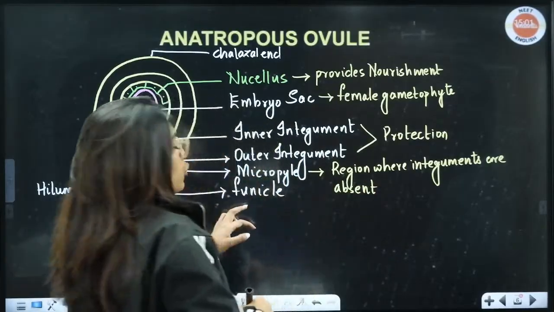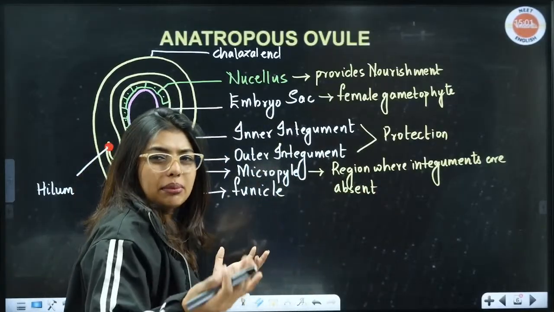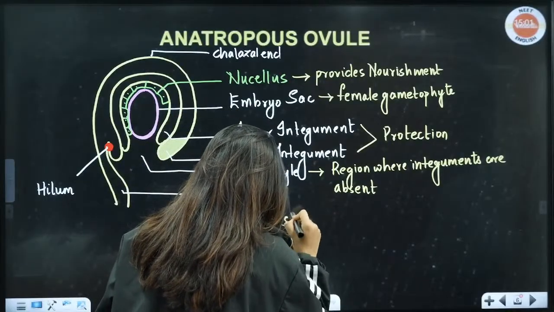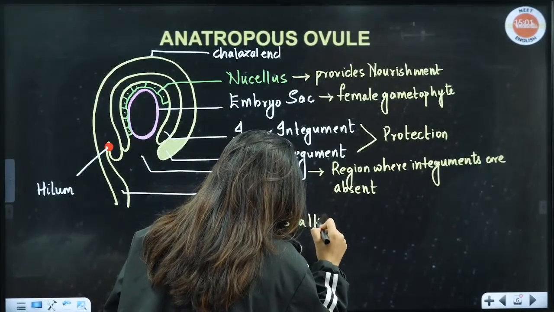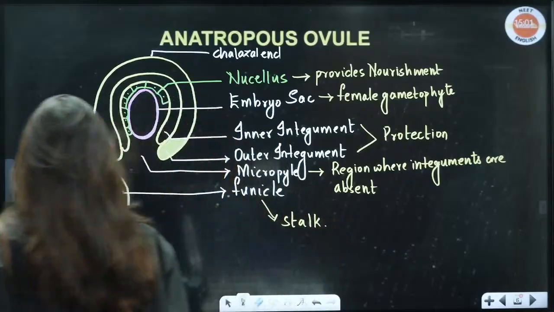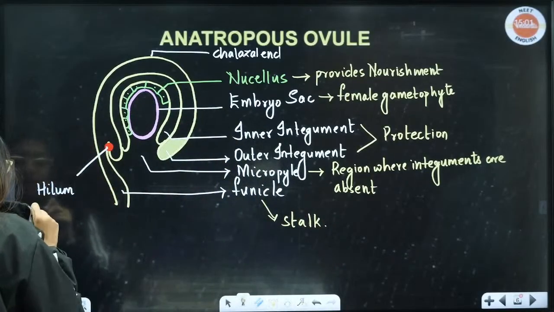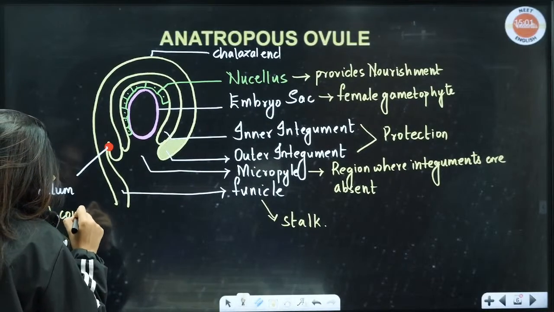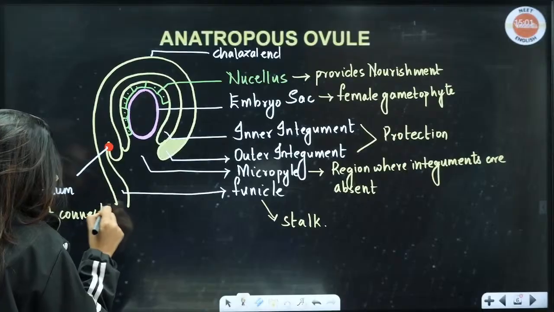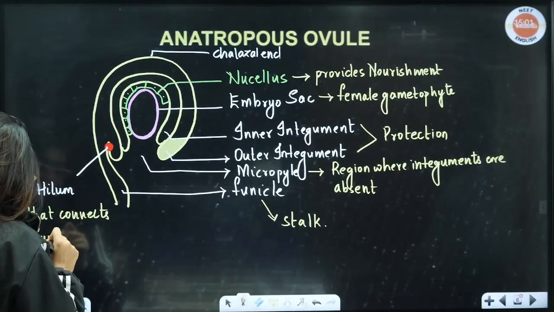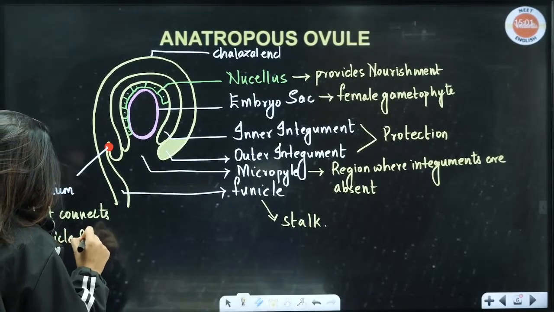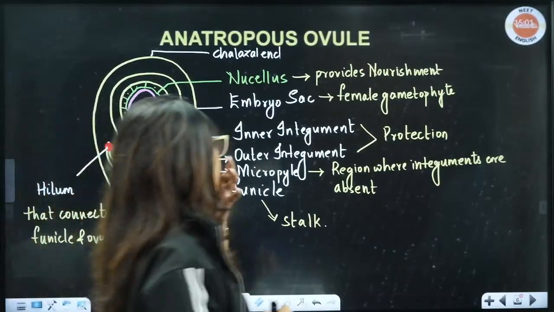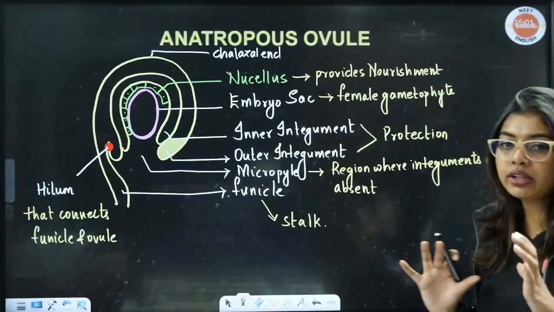Clear? Now, funicle. What do you think funicle's job will be, ma'am? Very simple, ma'am. Funicle would be acting like a stalk. Yes, very correct. It is going to act like a stalk. Okay, stalk. Now, hilum, students, I told you, it's like a notch that connects the funicle and ovule. Okay, that's the region that connects the funicle and ovule. So, is the ovule clear to all of you?